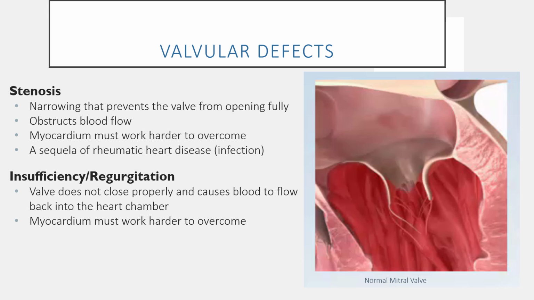Also, insufficiency or regurgitation, which is failure of the heart valve to close properly, allowing the blood to flow back into the heart chamber during contraction. The effects involve backward blood flow, which increases the workload, leading to chamber dilation. A prolapse is the enlargement of the valve leaflets, particularly in the mitral or tricuspid valve, bulging backward into the atrium.